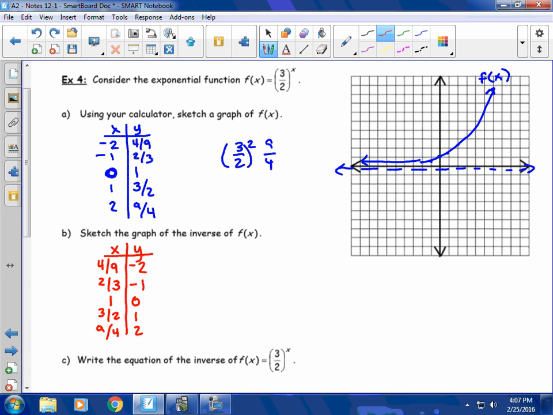So 4/9, -2 would be right about here. 2/3, -1, right about there. 1, 0. 3/2, remember, is 1.5. 1 would be right about there. Then 9/4, which is a little bit more than 2, and 2 would be right about there. Connect those. And there's your graph. This is f inverse of x. And it would have a vertical asymptote at x equals 0.